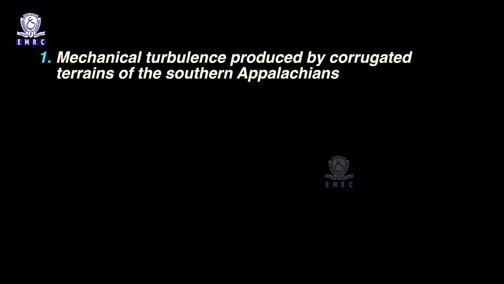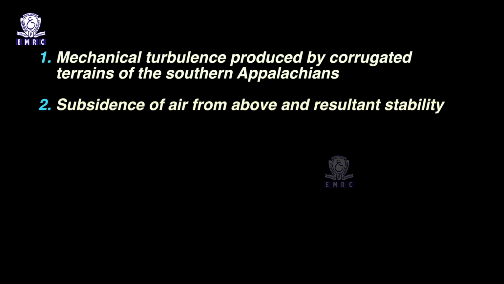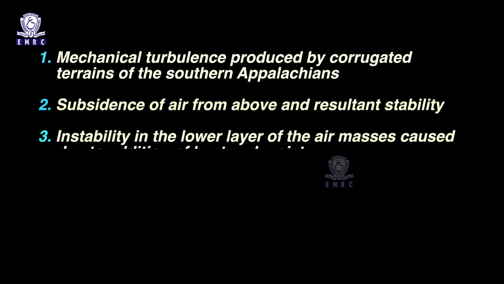The cold polar and warm air masses are modified in the southeastern United States due to the mechanical turbulence produced by the corrugated terrains of the southern Appalachians, subsidence of the air from above and resultant stability, and instability in the lower layer of the air masses caused by the addition of heat and moisture.